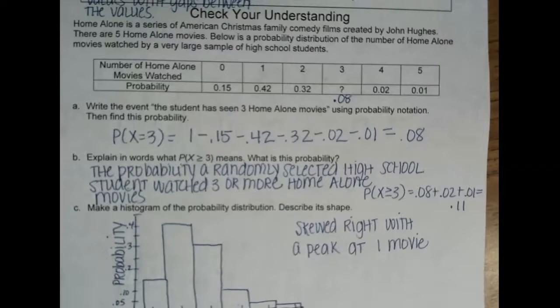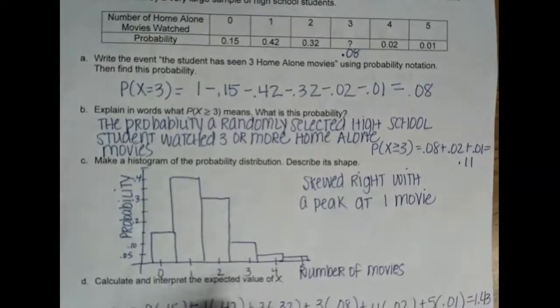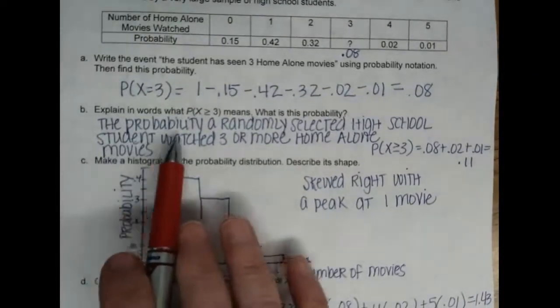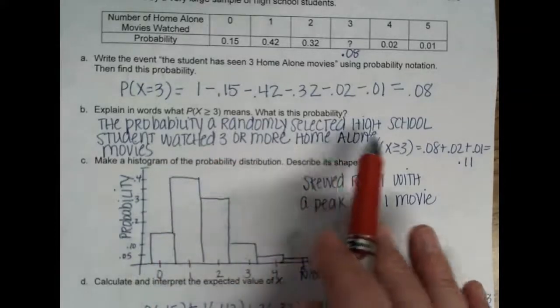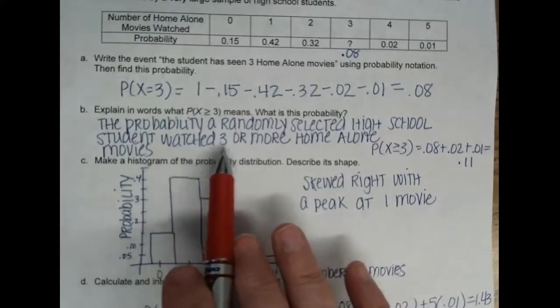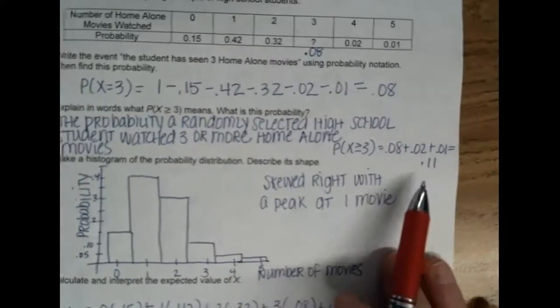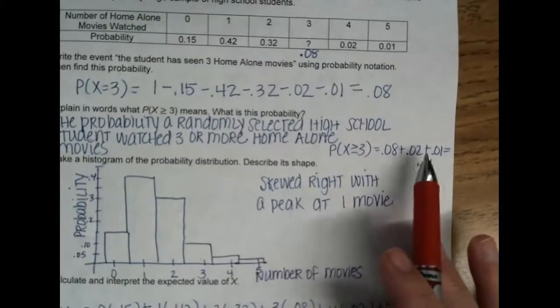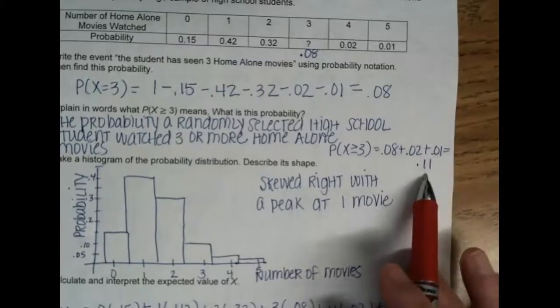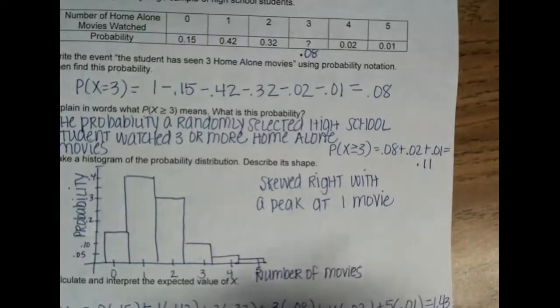Explain in words what the probability of x is greater than 3 means, so we want to be in context here, because context is important. This is the probability of a randomly selected high school student that watched 3 or more Home Alone movies. And when you find it, you're going to add together the probability of 3, the probability of 4, and the probability of 5, and I got 0.11.